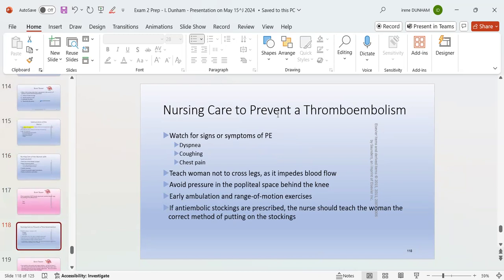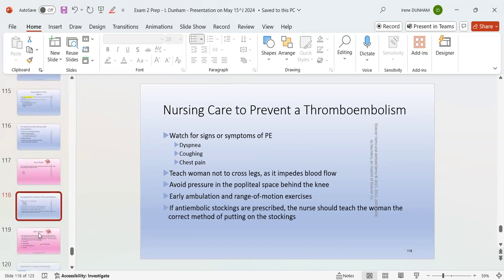So this is just nursing care to prevent a thrombo. So you watch for signs of PE. We talked about pulmonary embolism. Always, guys, in any patient that's going to throw a PE on you, they're going to have difficulty breathing. They're going to have a cough and some chest pains. Okay. What we're going to do, we're going to get them out of bed after surgery and get them going with the range of motion exercises and walking. Get them out of bed. All right.